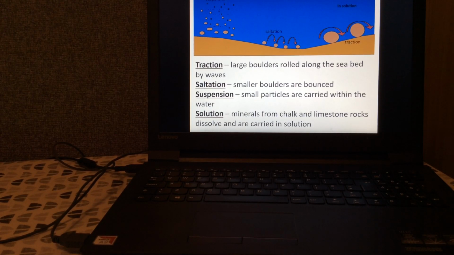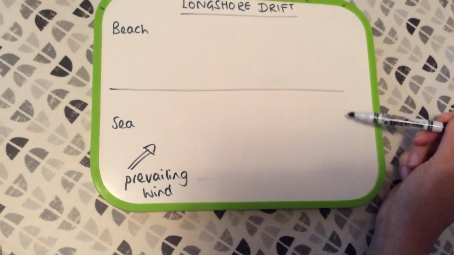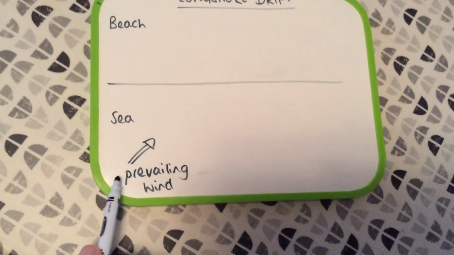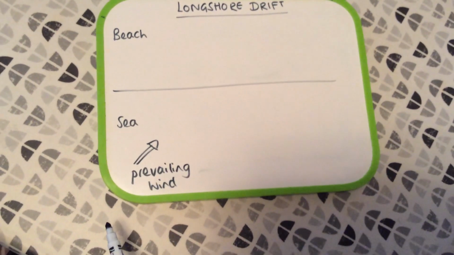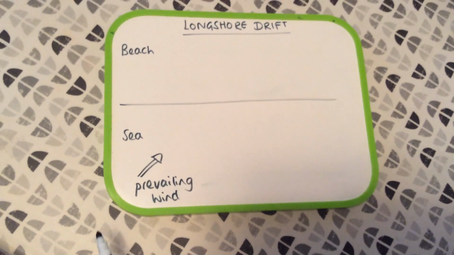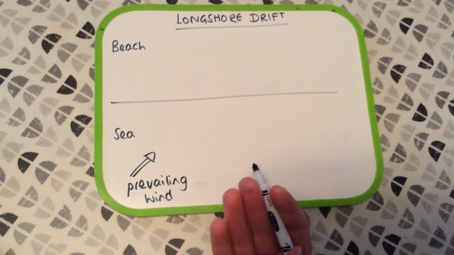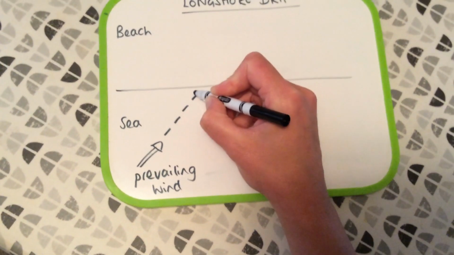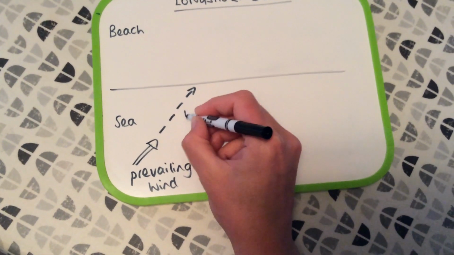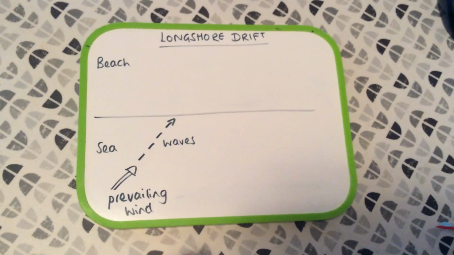Just setting up my whiteboard. Okay, so here we have the beach. This is the beach. Here's the sea. And for the sake of my diagram, this is the direction of the prevailing wind. That means the direction the wind is coming from. Now, waves are caused by wind, as we know. So the wind is what's blowing those waves onto the beach. So the waves are coming in line with the prevailing wind. Always, because the prevailing wind is what's blowing them in that direction.